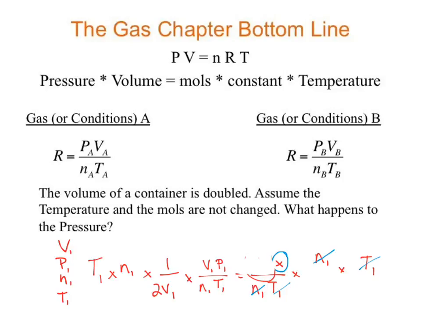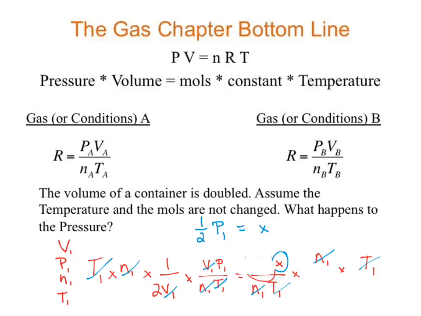Simplify the left-hand side of the equation. What happens to the T1s? They cancel. What happens to the N1s? What happens to the V1s? And what do we end up with as an expression? 1 over 2 P1 equals X. What did I say X was? Pressure at our second condition.